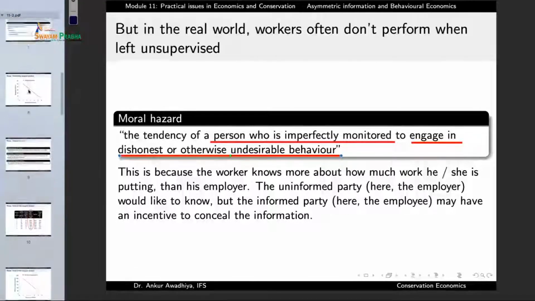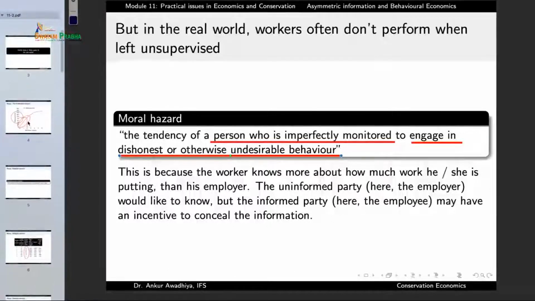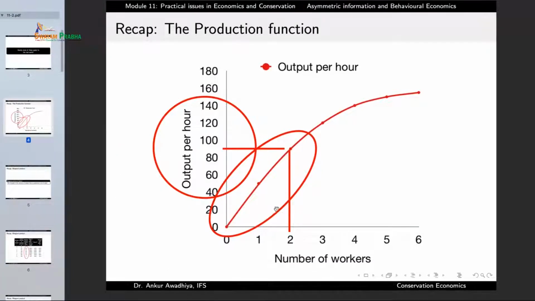In other words, what we are saying here is that even when you have these two workers, and in theory, they should be giving out this output of 90 units of products in an hour, in a number of cases, if they are not properly supervised, they will not make this. There will be a number of situations in which workers might try to steal, or workers may just waste their time and do nothing.